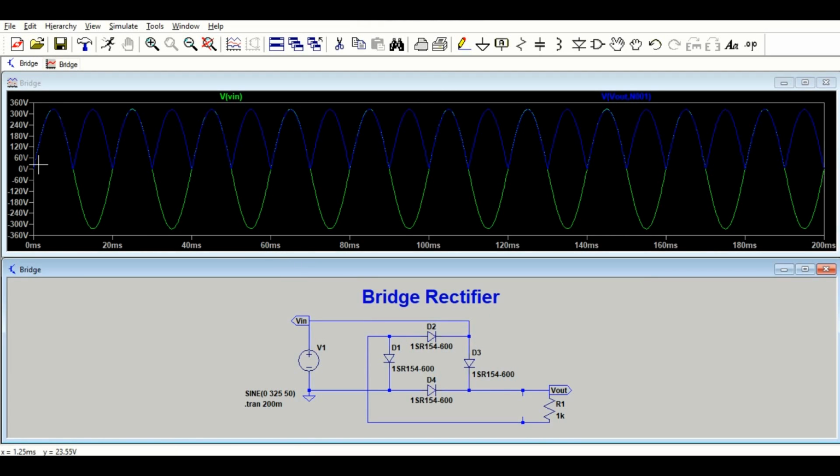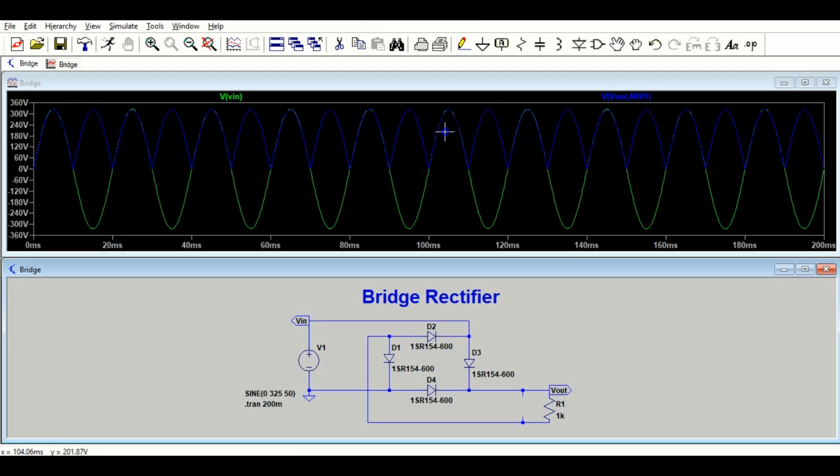And now I will show you the output voltage from here to here. So you can see this is the positive half cycle and this is the negative half cycle. So during positive half cycle, diode D3 and D1 conducts. So the output voltage follows the input voltage, and for negative half cycle diode D2 and diode D4 conducts. Okay, so for the negative half cycle the output also appears at the peak value.